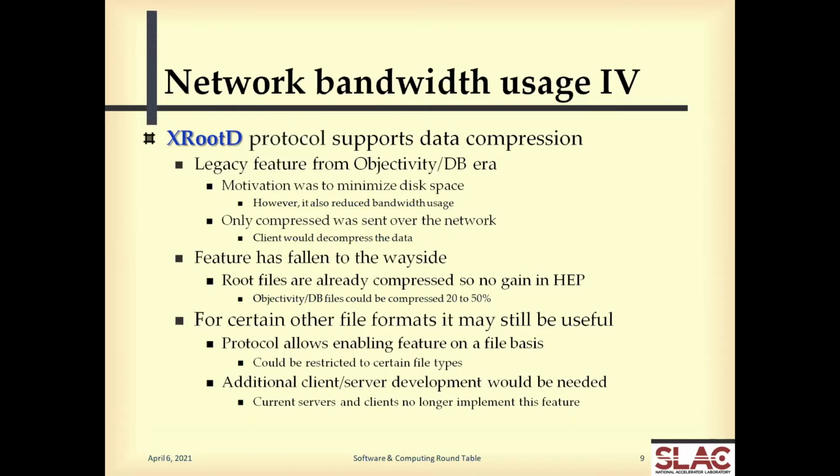The feature has fallen to the wayside because people have gone on to the ROOT files, which are already compressed. So you don't get much gain by compressing the data. It's interesting that Objectivity DB files actually had a huge compression ratio, typically 2 to 3 to 1. Now, for certain file formats going into the future for other communities other than HEP, it still may be useful, and the protocol does enable the feature on a file basis.